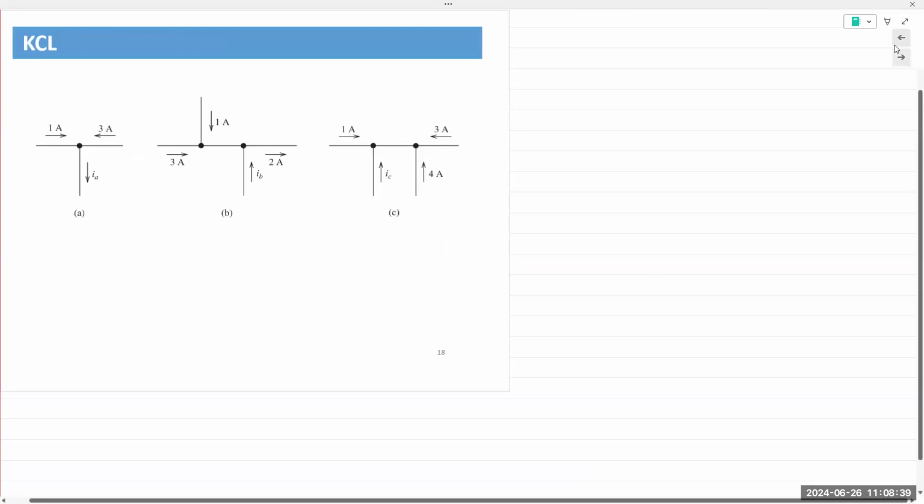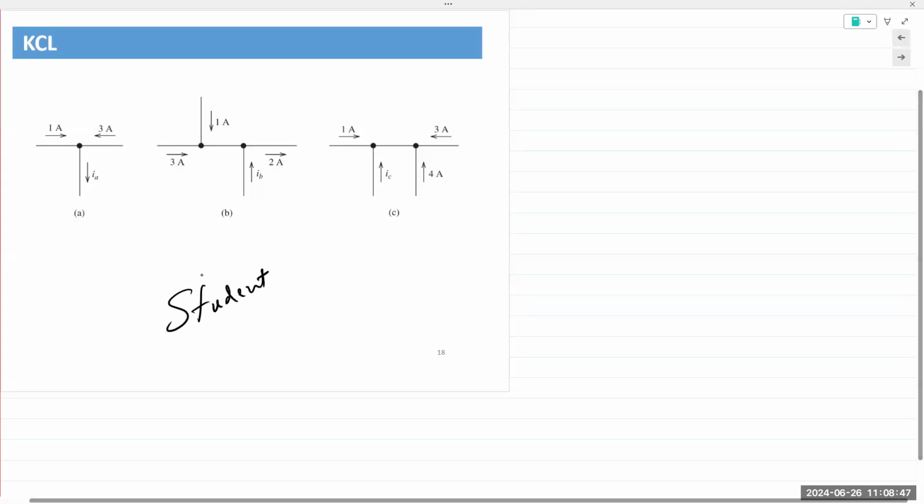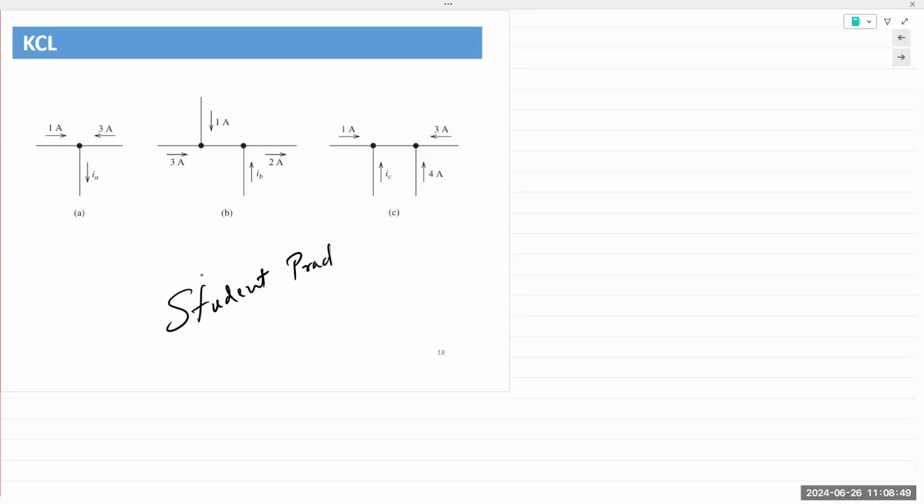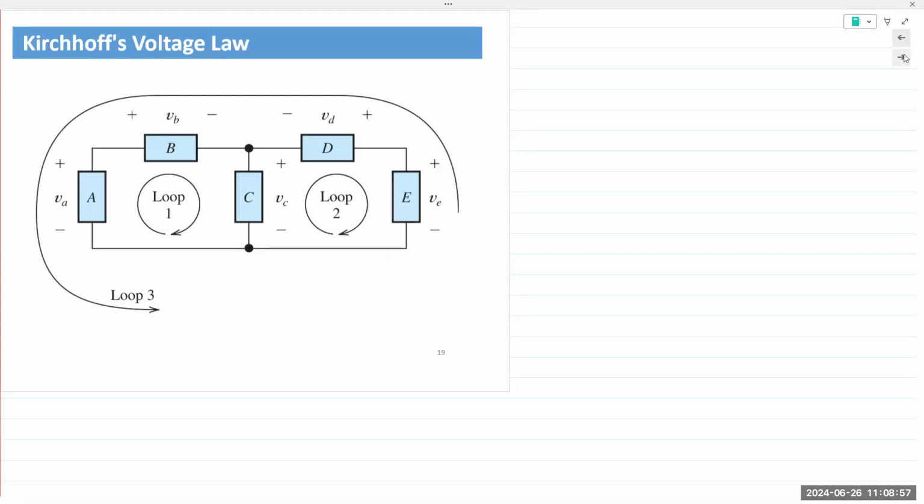KCL, I'm going to assign this for student practice. And then KVL and parallel connections, okay? So KVL is a little more involved when we're trying to write the equations, okay?